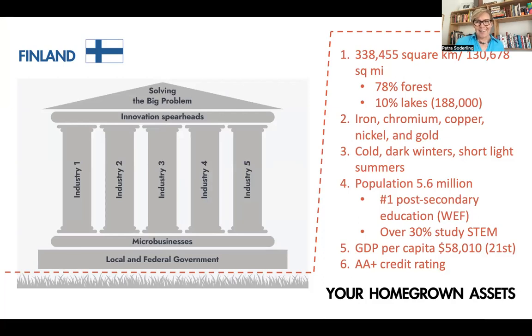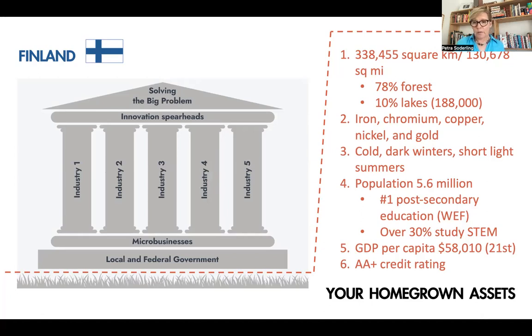Very good at ice hockey, other winter sports. The population is only 5.6 million people, so a very small population, but extremely well educated. The World Economic Forum ranked them number 1 in post-secondary education. And over 30% of the students that go to universities and other post-secondary schools study STEM subjects.